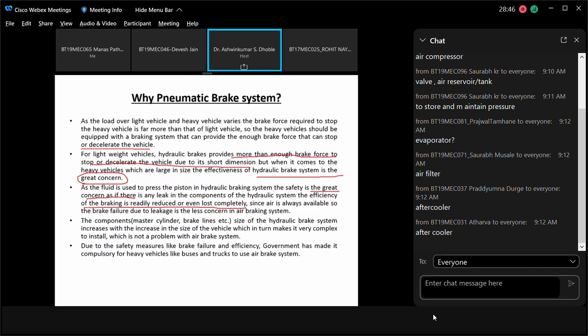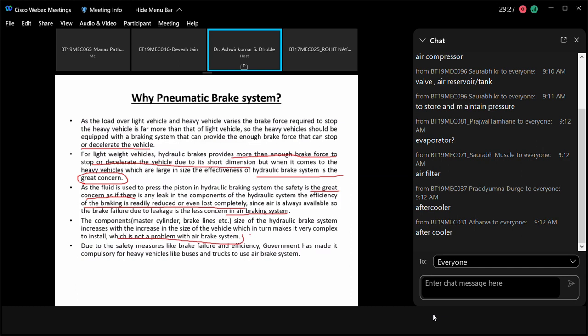Since air is always available, brake failure due to leakage is less of a concern in the air braking system. If at all there is any leakage of air, it can always be compensated because air is abundantly available. The components, master cylinder, brake line, etc., of the hydraulic brake system increase in size with the size of the vehicle, which makes it very complex to install, which is not a problem with the air brake system. In the pneumatic system you don't have that problem, but you have to have a powerful engine so that it can drive the compressor.